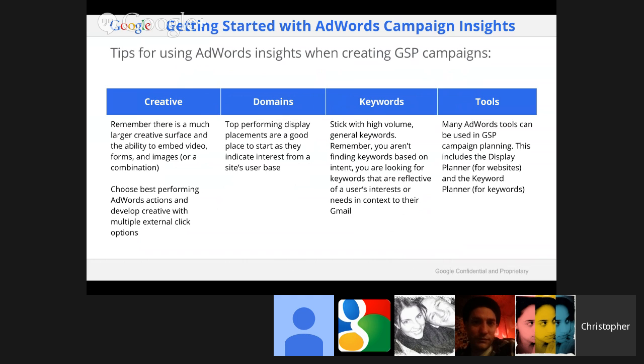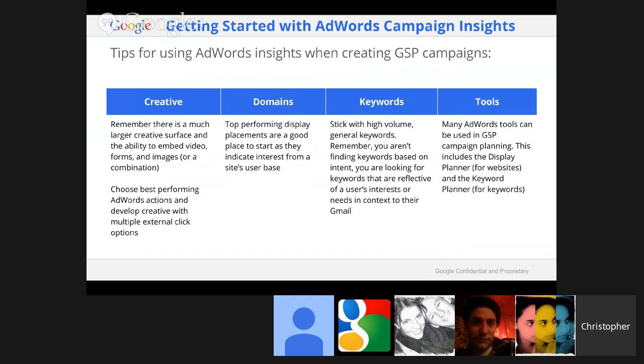Keyword targeting, you could look at top performing keywords within your account with the disclaimer that GSPs work the best with more general generic keywords. So the rule of thumb here, or the golden rule, is you aren't finding keywords based on intent in the same way that you would with a paid search campaign. You're finding keywords that indicate a user's preference or their interests or what they're currently interested in right now. So the keywords need to be slightly broader in scope.